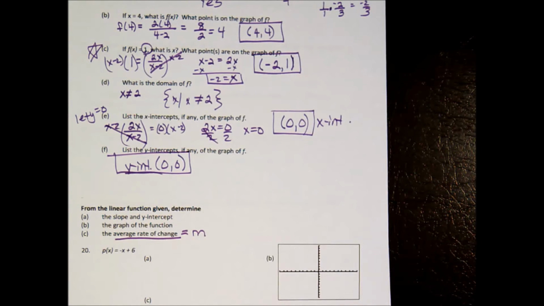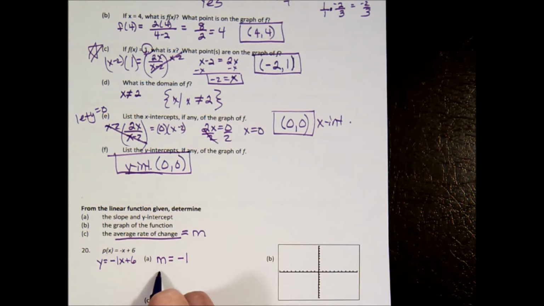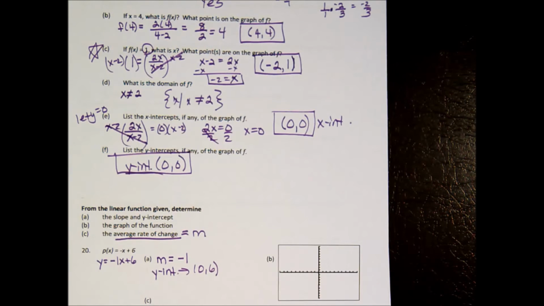And it's already in y equals mx plus b form. So the slope is -1. The y-intercept is the point (0, 6). Graphing it, we'll do that in just a second. The average rate of change is the same as the slope.